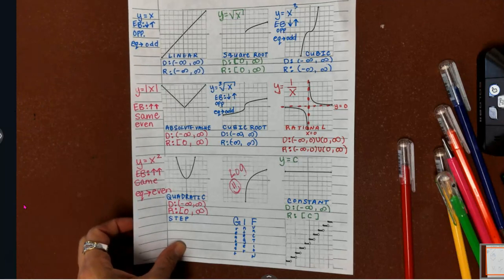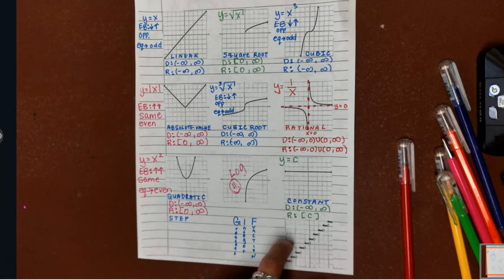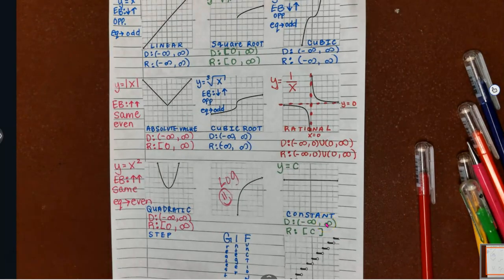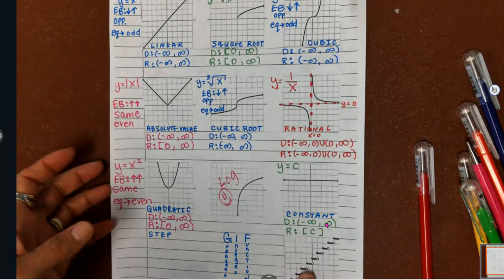Last but not least, the domain and range here. So guys, if you notice, there's steps here. And the reason why there's steps is because we want all of our outputs to be integers. And integers is just a fancy word for no decimals. Whole numbers, whole negative numbers. That's why it creates those flat little steps right there.